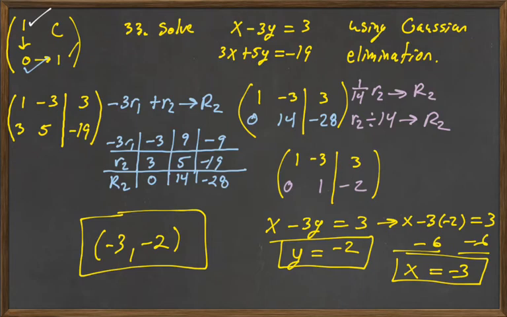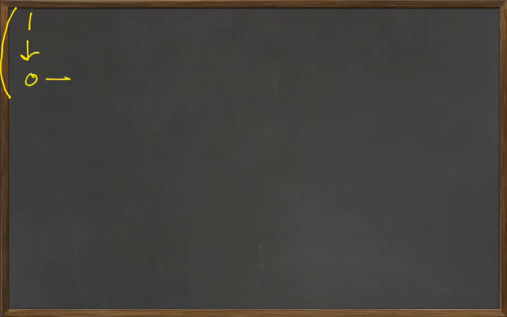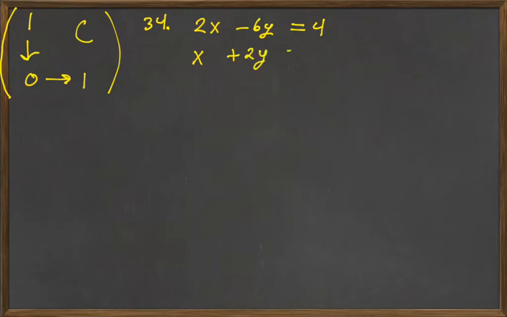Let's go ahead and do a couple more of 2 by 3 as an augmented matrix, or a system of 2 equations and 2 unknowns. Okay, so here's our pattern we would like to follow. And here's the system that we want to solve. And the first thing we will do is write it as an augmented matrix. Okay. And so now we would like to make a 1 where this 2 is.